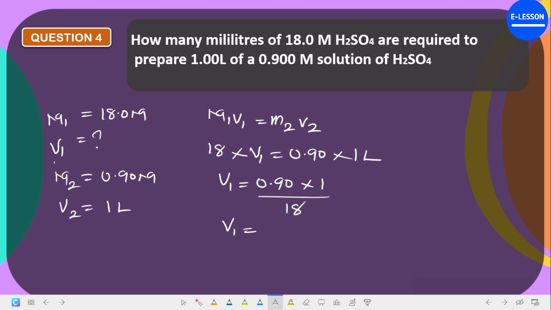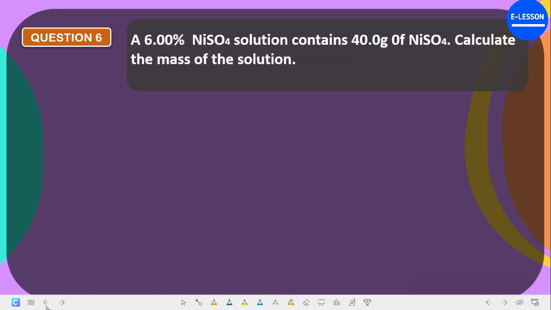If you use this 18 to divide both sides, then V1 will be equal to 0.9 divided by 18, and that will give us 0.05 liter. So V1 will be equal to, in milliliter, now what do you do? Multiply by 1000. So this will give us 50 milliliter, and that is the solution to that question, 50 milliliter. Let's take the next question.